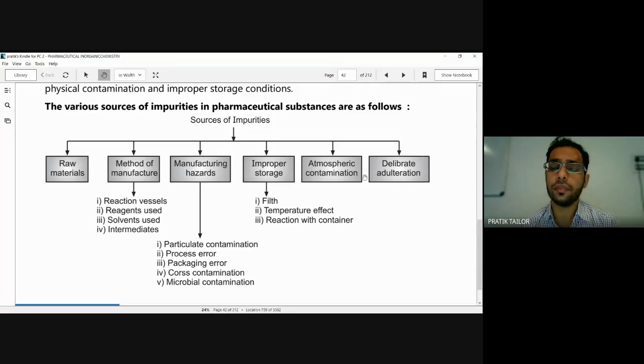Improper storage, due to the temperature or due to stability, reaction with the container. So due to improper storage, a stability issue may be there, and it can generate the impurity. Atmospheric contamination, then deliberate adulteration. So these are the sources of impurity.